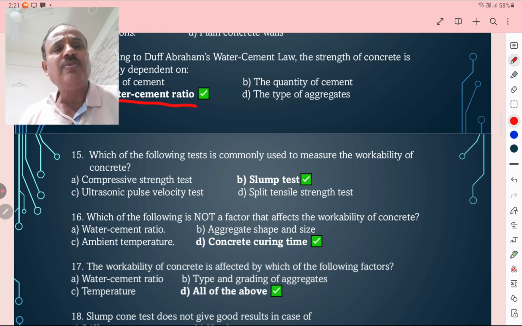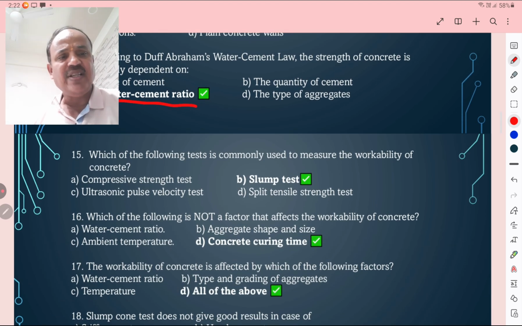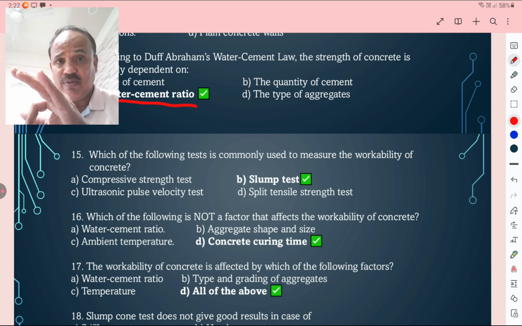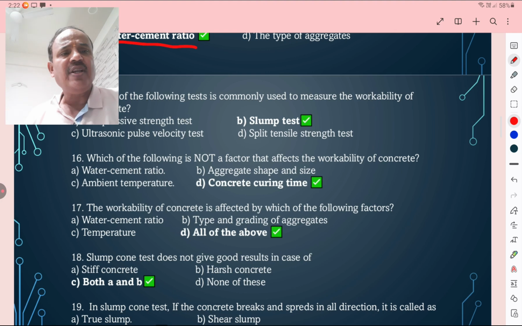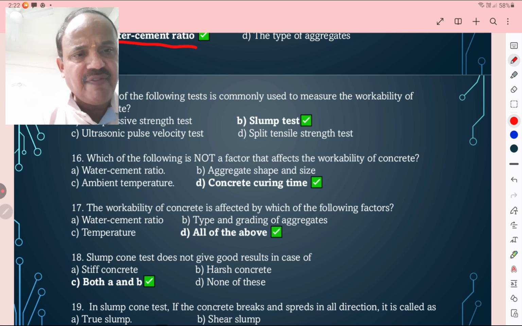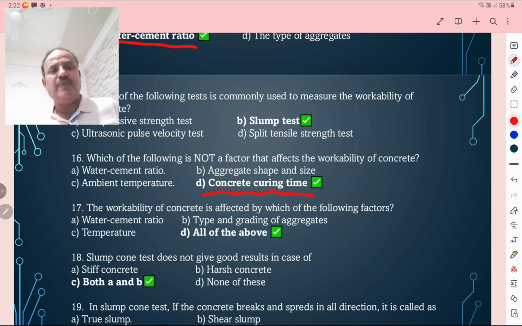Then which of the following tests is commonly used to measure the workability of concrete? Workability: slump cone test, compacting factor test, VB consistometer test, flow table test. These are the tests, but commonly used is the slump test. Which of the following is not a factor that affects the workability of concrete? Water cement ratio affects the workability. Aggregate shape and size also affect the workability. Ambient temperature also affects the workability, but concrete curing time does not affect the workability. So this is the most appropriate answer.